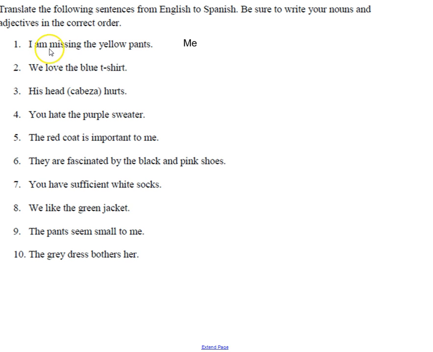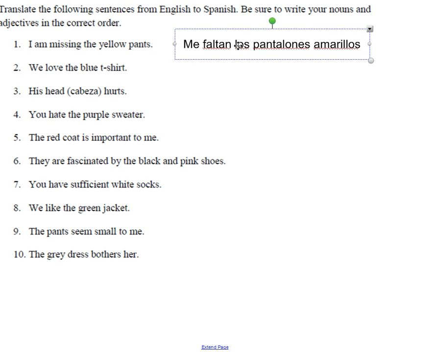Let's look at what we are actually missing. I am missing the yellow pants. So yellow pants is my object right here. Are yellow pants singular or plural? If you said plural, you're exactly right. So when I write the rest of my sentence here, I'm going to say me faltan, and faltar means to be missing. And I'm going to use faltan with an N at the end of it because it's more than one pant, right? We say pants are plural. Then we're going to say los pantalones, and then we know that we have to match amarillo with pantalones and make it amarillos. This is the correct answer.